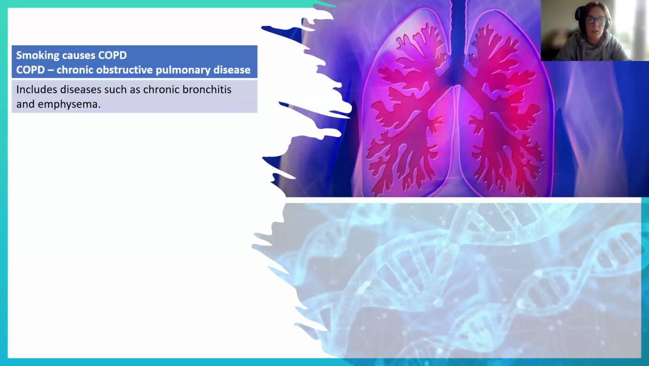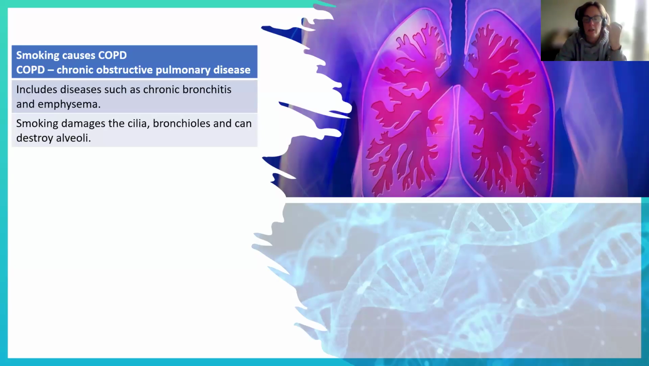So smoking is really dangerous because it destroys the cilia. Remember those little structures we saw in the upper respiratory tract? So as soon as they're destroyed, it will mean that all of the bad stuff that you breathe in gets down deep into your lungs.